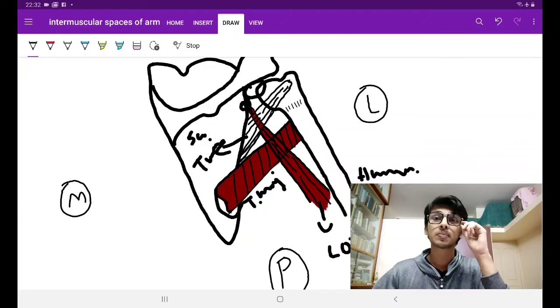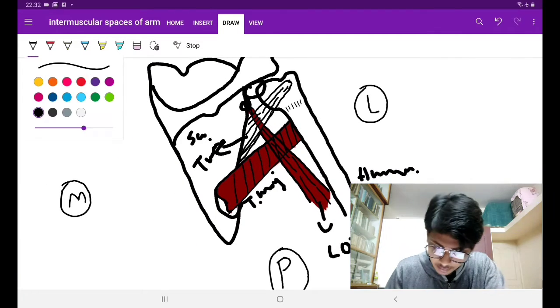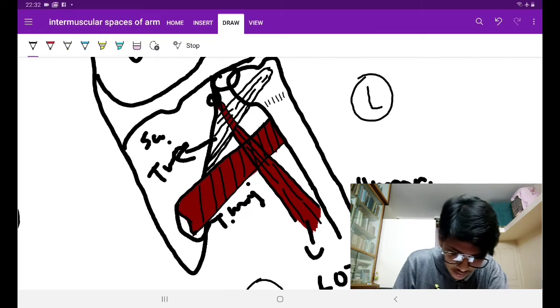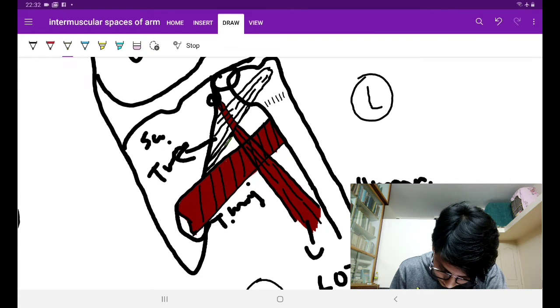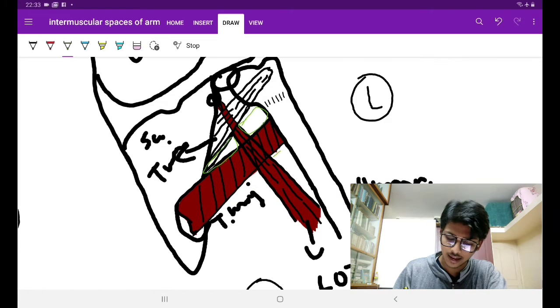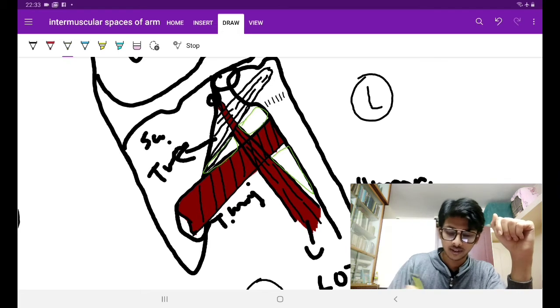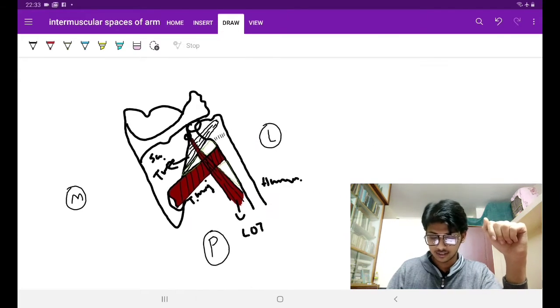Okay, now let's go to the spaces. See here, you can see there are three muscles and there are three spaces. I'll be marking those spaces in green. This is the upper triangular space. This is the quadrangular space. Why quadrangular? Because there are four angles in it, four sides basically. And this is the lower triangular space. Okay, guys, this was the representation.